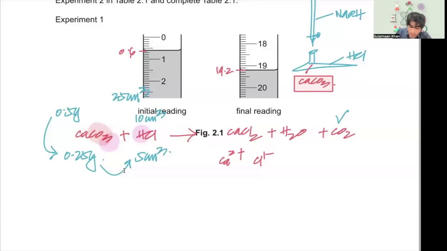So how much more acid is going to be left? The amount of acid left is going to increase. More acid is going to be left in the conical flask. That's why more NaOH is going to be required.